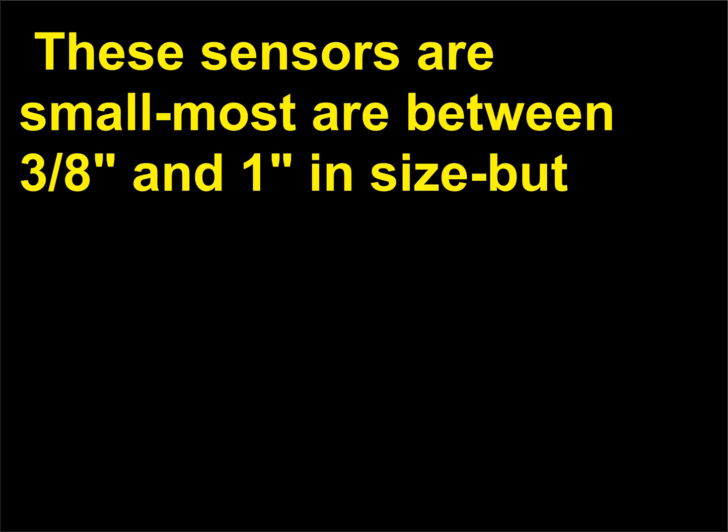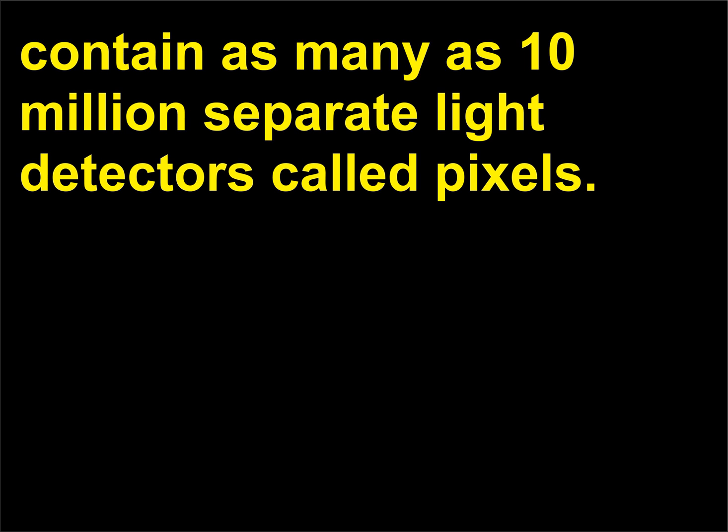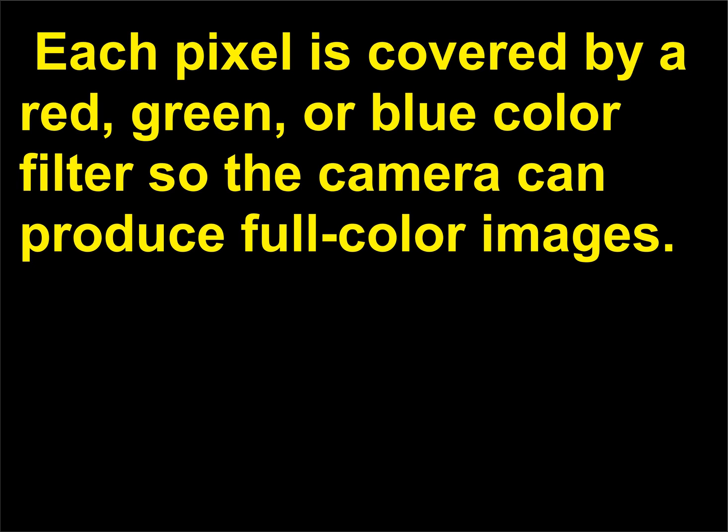In older cameras, the photosensitive surface was film. Today cameras use a digital sensor. These sensors are small, most are between 3/8 and 1 inch in size, but contain as many as 10 million separate light detectors called pixels. Each pixel is covered by a red, green, or blue color filter so the camera can produce full color images.